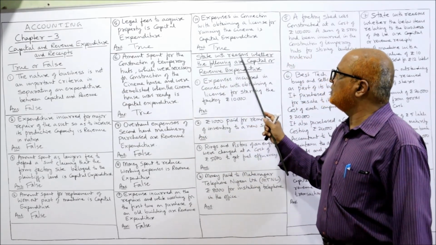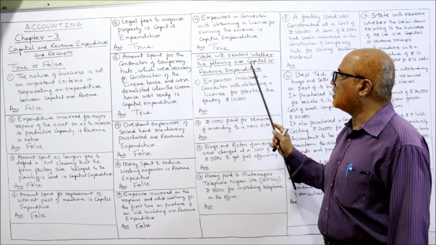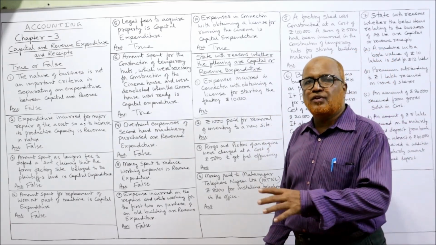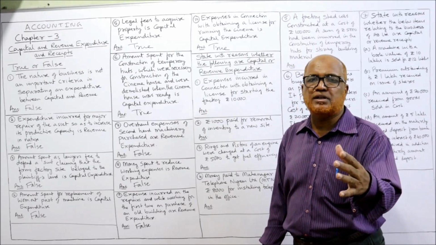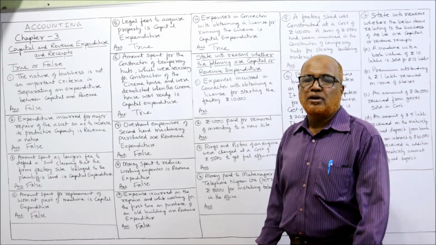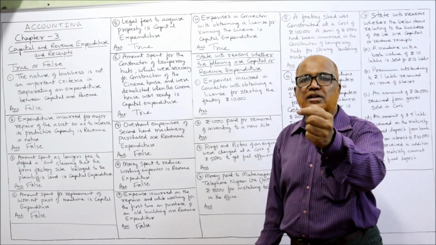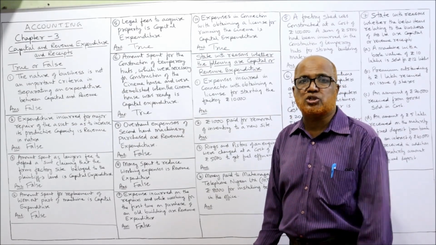Now we are coming to state with reasons whether the following are capital or revenue expenditure. So here, a few points are given. You have to decide whether it is capital expenditure or revenue expenditure with explanation. You should not write simply it is revenue expenditure, it is capital expenditure. You should give the explanation.